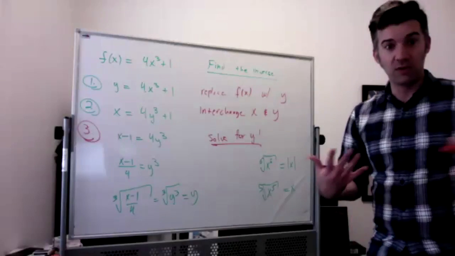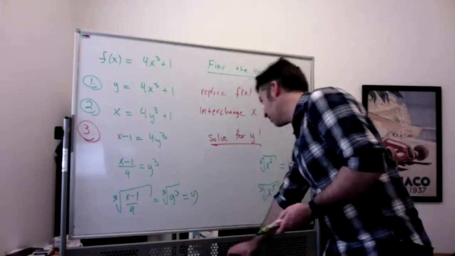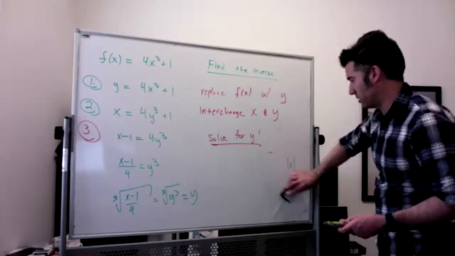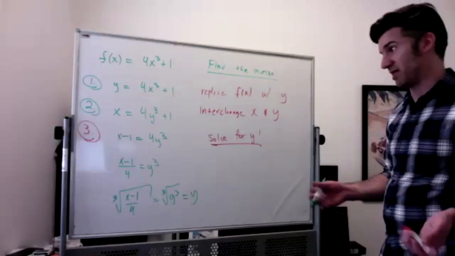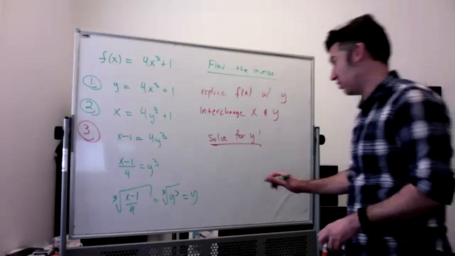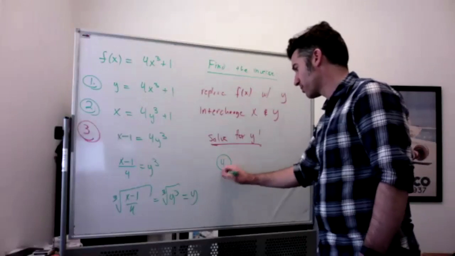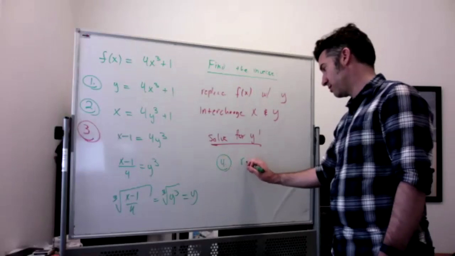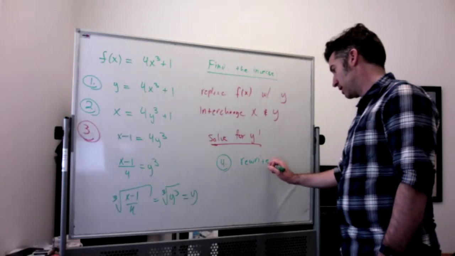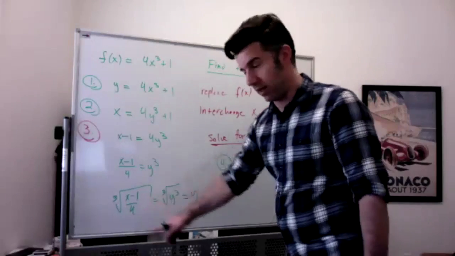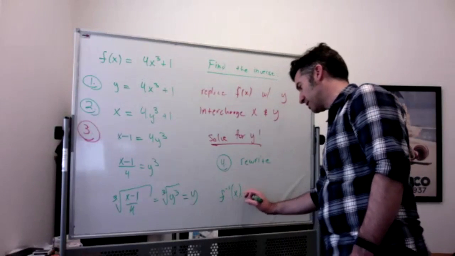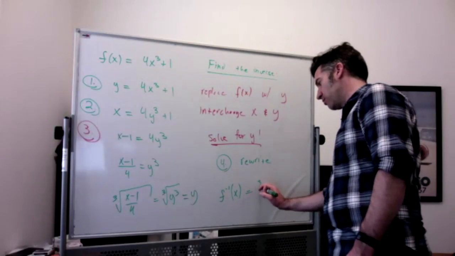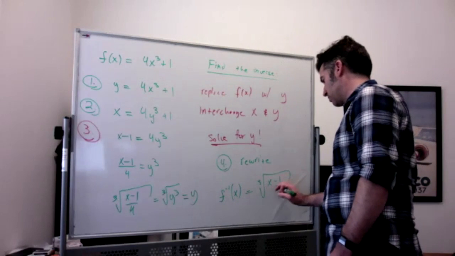That's your third most important step. And then the last step, which again is kind of just a nothing step, is to replace y with f inverse, because that's the name that we give the inverse function. So step 4, rewrite it. Instead of writing y equals a thing, we write it as f inverse of x equals the cube root of x minus 1 over 4.